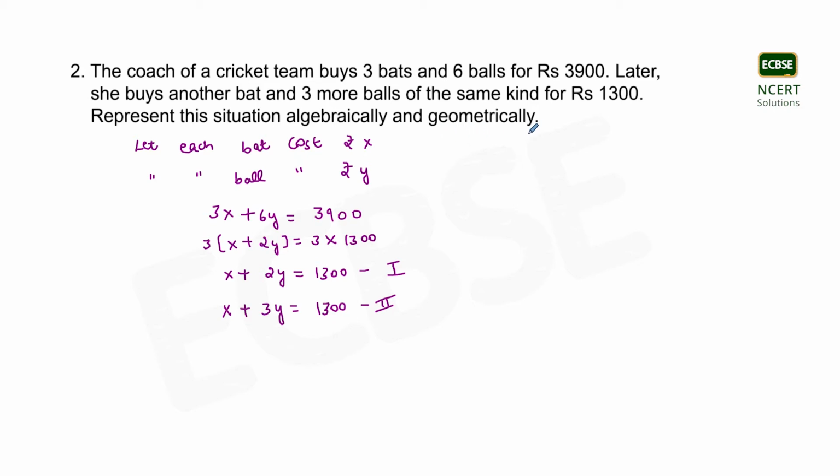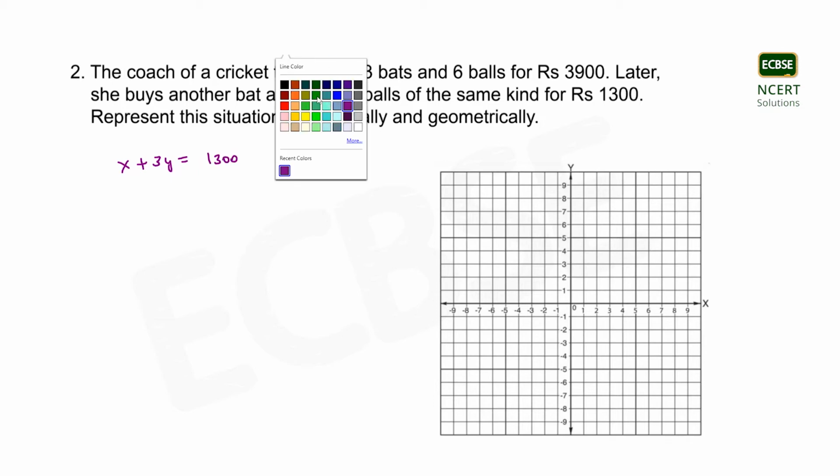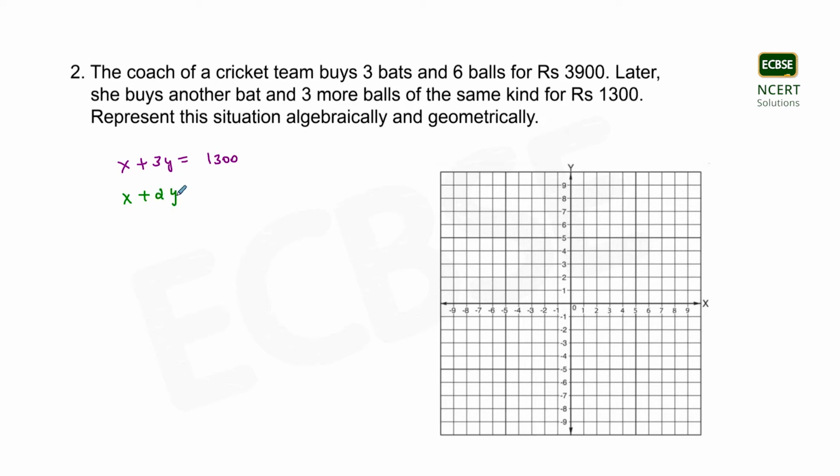What does the word geometrical representation mean? It means that we need to represent this situation on the graph. So here we have the graph, and the equations we have obtained can be written as x plus 3y equals 1,300, and let me write the other one in another color, say green. The other equation was x plus 2y equals 1,300. These were the two linear equations formed from the situation given in the question.